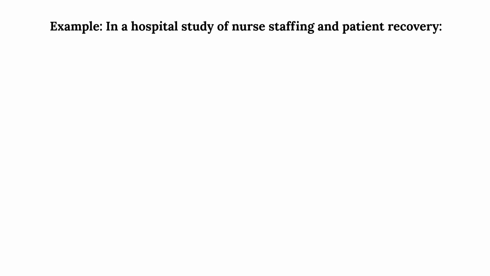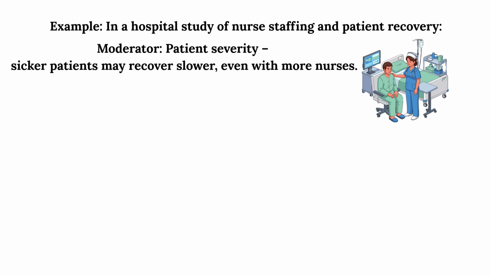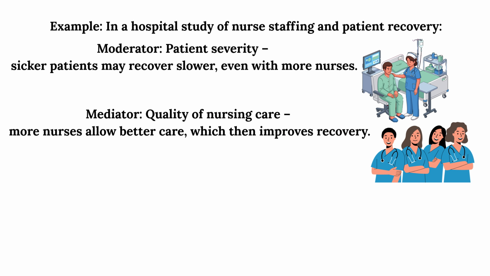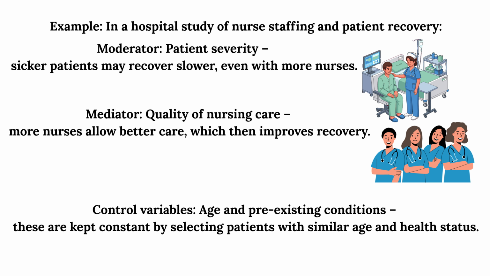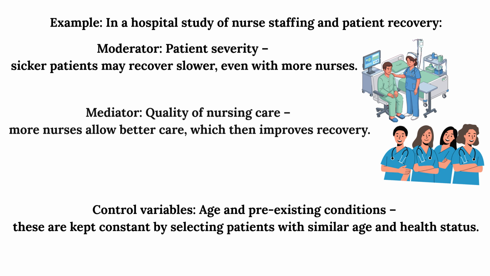Example, in a hospital study of nurse staffing and patient recovery. Moderator, patient severity. Sicker patients may recover slower, even with more nurses. Mediator, quality of nursing care. More nurses allow better care, which then improves recovery. Control variables, age and pre-existing conditions. These are kept constant by selecting patients with similar age and health status.